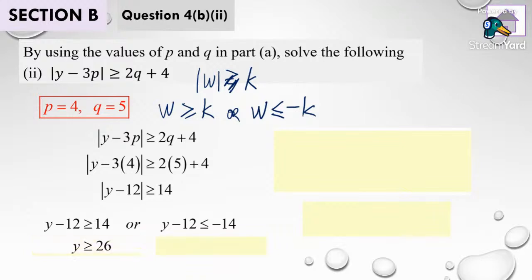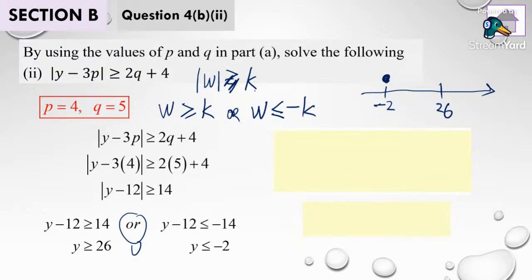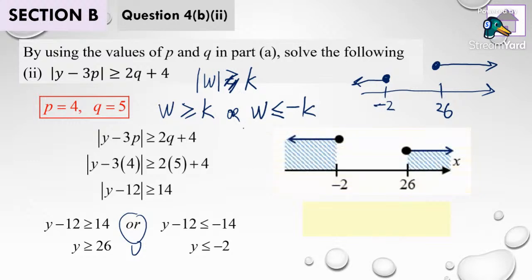Solve it, just simple linear inequalities. You got y greater than or equal to 26, y less than or equal to negative 2. Then you draw a number line to observe the relationship of or, which is union. So I have negative 2, I have 26. Less than or equal to negative 2, greater than or equal to 26. Both of these number lines should be on different levels because there are two different cases that we want to unite with union. So the result will be this one I have.